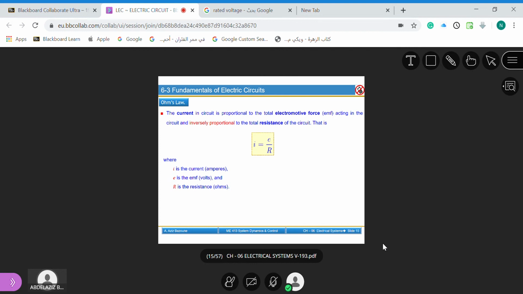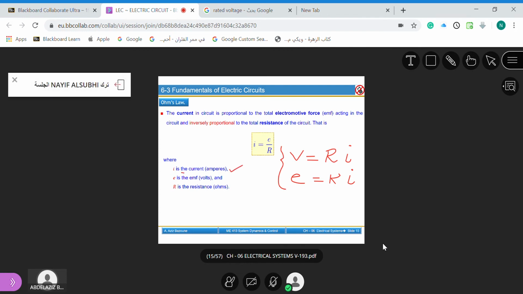The current Ohm's law is simply V is equal to IR, or E is equal to IR. The textbook uses the voltage V or E, so V is equal to RI, or E is equal to RI. This is known as Ohm's law. I is the current in amperes, E is the EMF, the electromotive force, and R is the resistance.